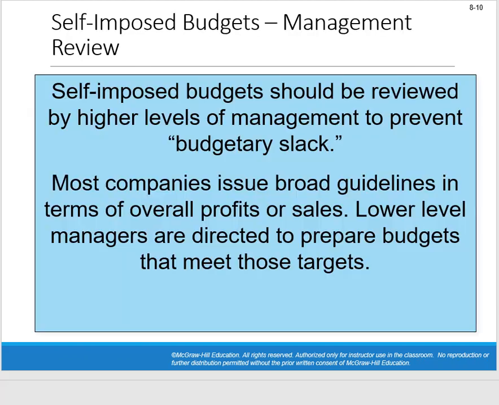Which leads to the opposite problem, which is called budgetary slack. A self-imposed budget needs to be reviewed by higher levels of management to prevent budgetary slack, which is the idea that if we let lower level workers, lower level managers set their own goals, they might set the bar too low so that it's easily achievable. In setting a budget, we should challenge ourselves a bit. It should be realistic, but it should be a bit of a challenge. But in self-imposed budgets, there is a tendency to set the bar too low, making it easily achievable. So workers can say, look, we did it. We achieved the budget. So that's where management needs to review for budgetary slack.